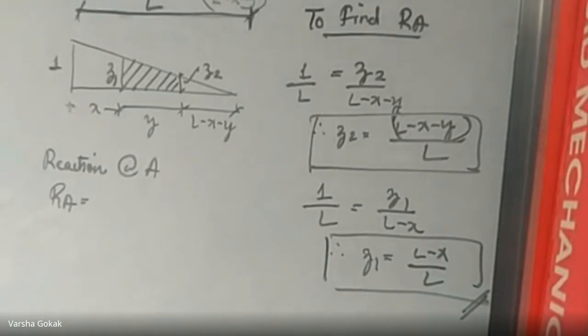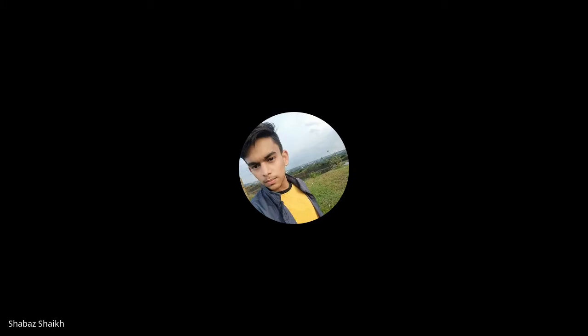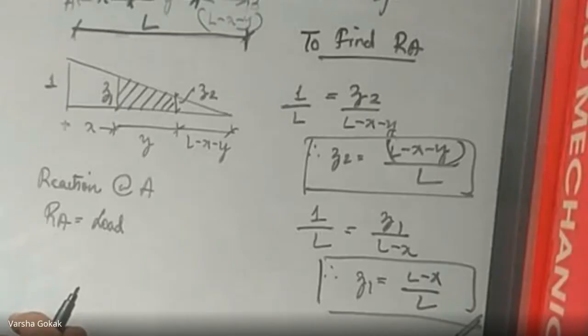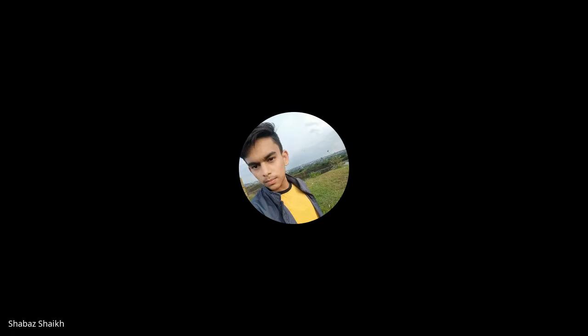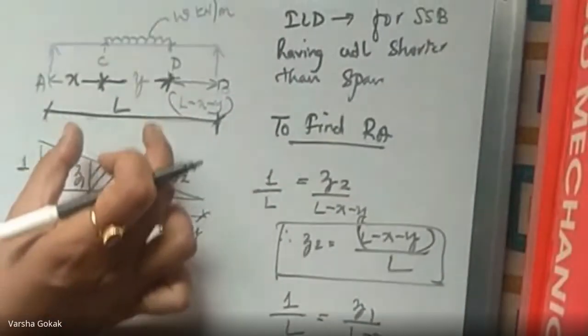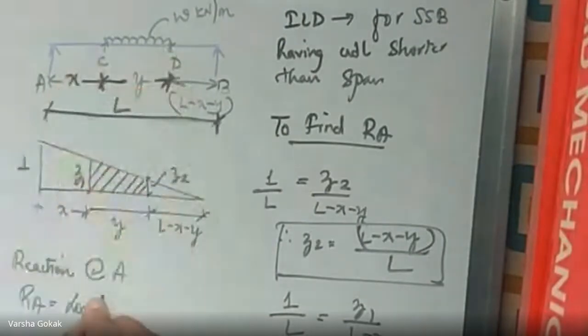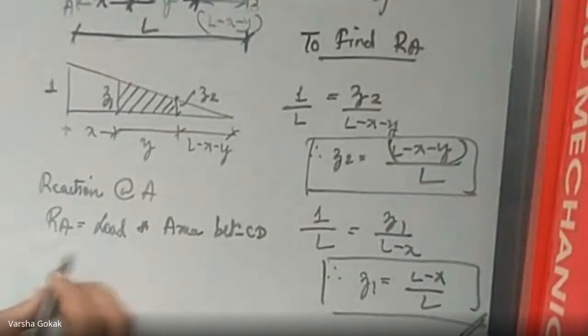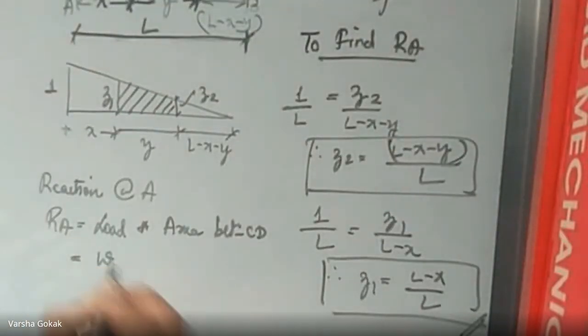Yes, answer. Load into ordinate, or ordinate in UDL, what is it? Area. Area between what? C and D. Area between Z1 and Z2, between C and D, wherever the UDL is acting. So load into area between CD. Correct? So load value is W. We will keep it as it is.